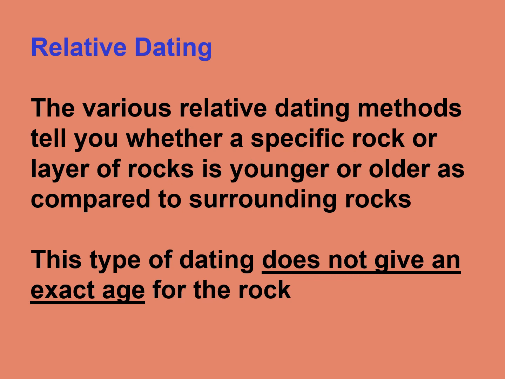So diving a little deeper, relative dating is one of the methods that you can talk about a specific rock to say if it's younger or older than the surrounding rocks, but it's not going to give you the exact age. I can't say this layer of rocks is 2 million years old. I would say this layer of rocks is younger than the layer of rocks below it.